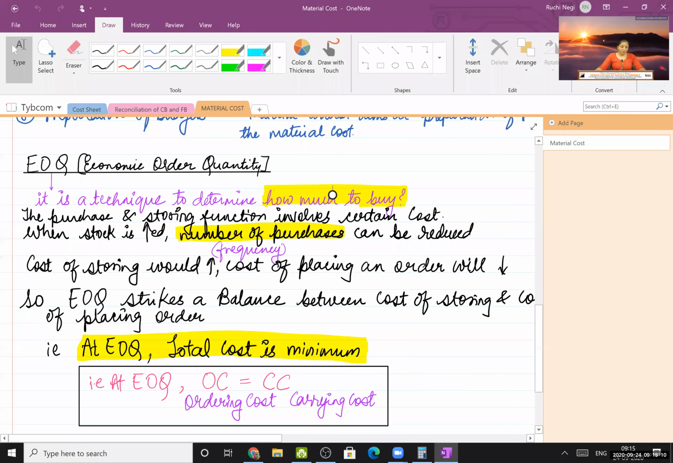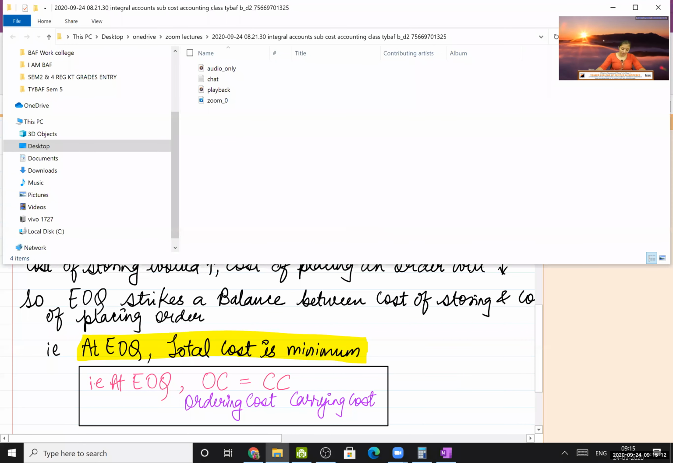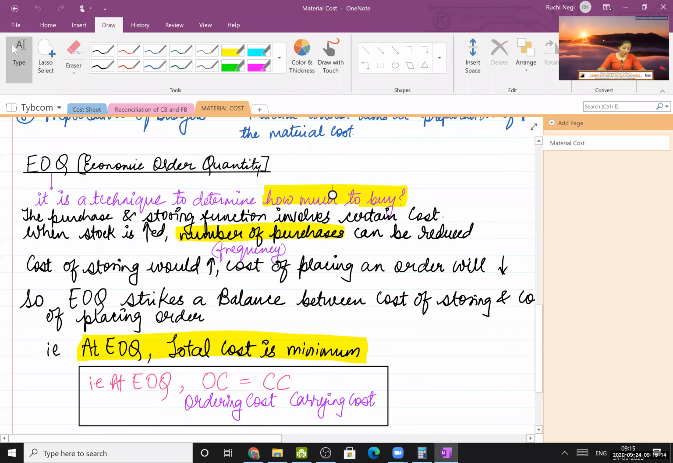It is a technique to determine how much to buy. In one time, how much to buy. एक बार में आपको कितना क्वांटिटी खरीदना है, एक परचेज में आपको कितना क्वांटिटी खरीदना है. That is called EOQ, economic order quantity. You have to know it in such a way that your total cost should be minimum. I repeat, it is a technique to determine how much to buy. Obviously, yes, in such a way that your total cost should be the minimum.